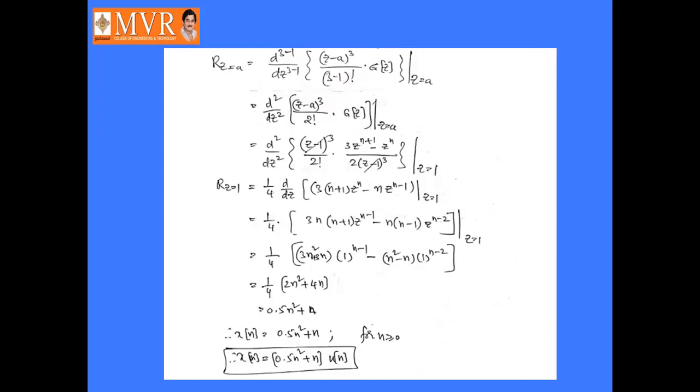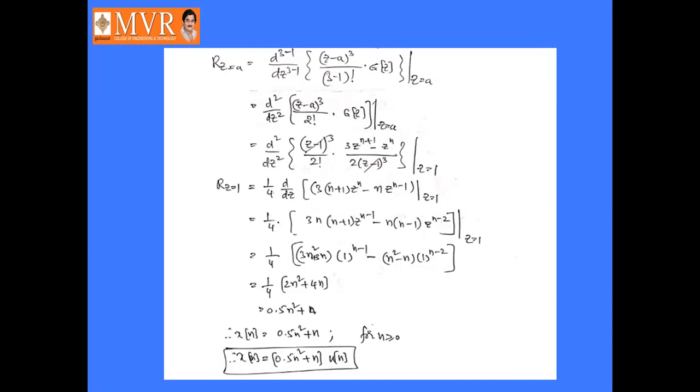Here g of z is 3 into z power n plus 1 minus z power n by 2 into (z minus 1) whole cube at z equal to 1. The (z minus 1) cube and (z minus 1) whole cube both get cancelled. So it will become 1 by 4 into d square by dz square of 3 into z power n plus 1 minus z power n, at z equal to 1. So it is 1 by 4 into d by dz of 3 into (n plus 1) z power n, minus n into z power n minus 1, at z equal to 1.